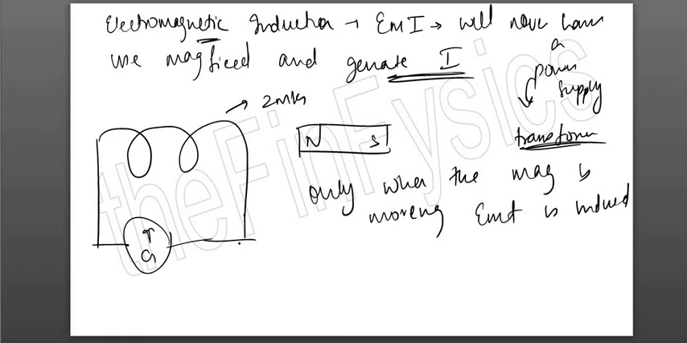Okay, so they will give you a condition that the magnet is held stationary. What does this galvanometer show? Then you're supposed to write deflection. Okay, so magnet stationary, zero deflection.